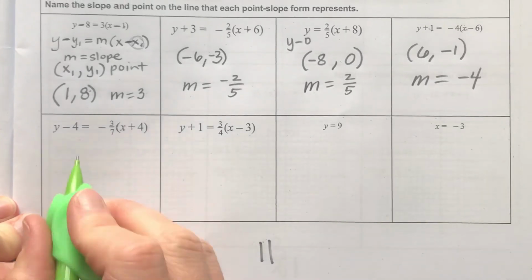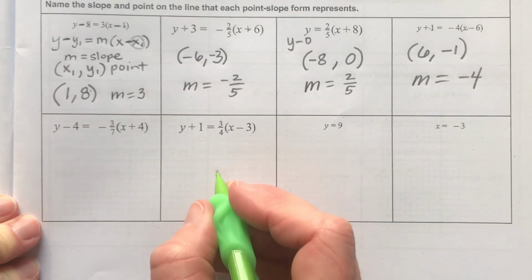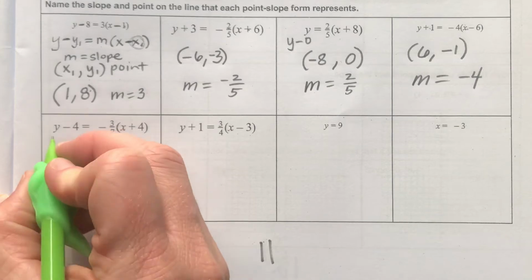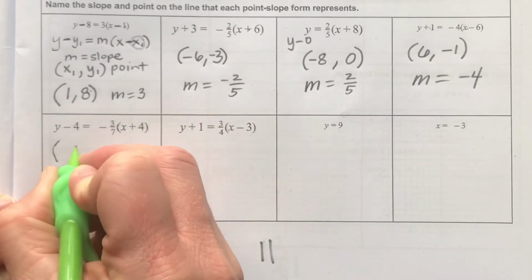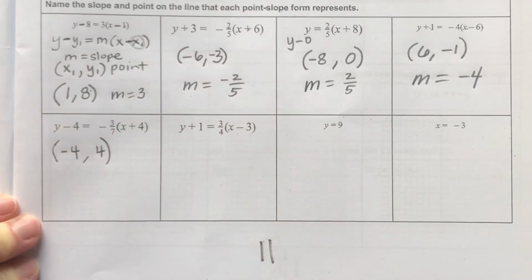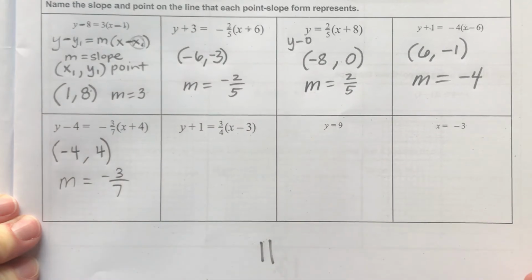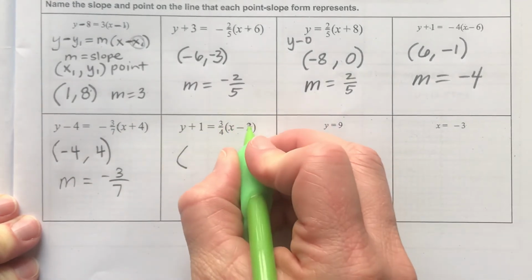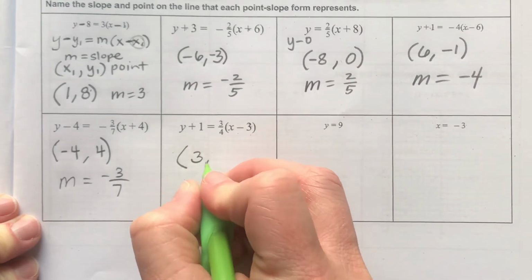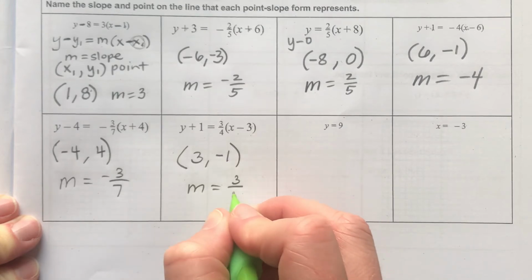We have 4 more. Maybe you want to pause the video and see if you can get your point and your slope correct from the equation, and then you can hit play and double check. Our point here is going to be opposite, so -4, opposite +4 for our point, and our slope is -3/7. And then again, opposite signs for the point as you see in the equation, so +3 comma -1, and then our slope is 3/4.